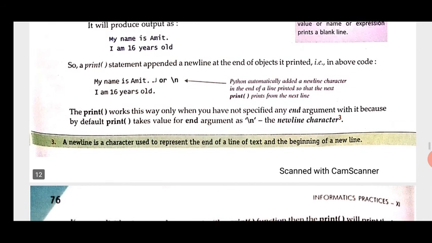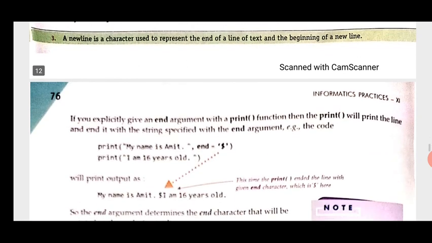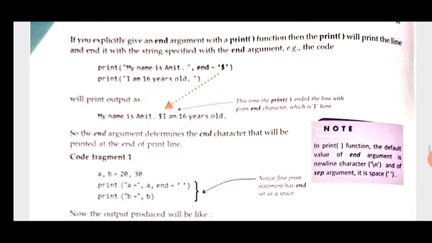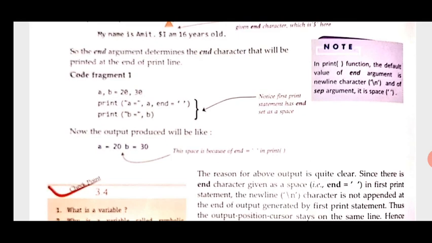But if you want to write both lines in one single line, then for that we use end equal to dollar. Then that dollar will be visible, and after that the second print also we can see in the same line. After that you just see a comma b is equal to 20 comma 30, then print a equal to a end and print b is equal to b. It will produce the output a is equal to 20 and b is equal to 30.